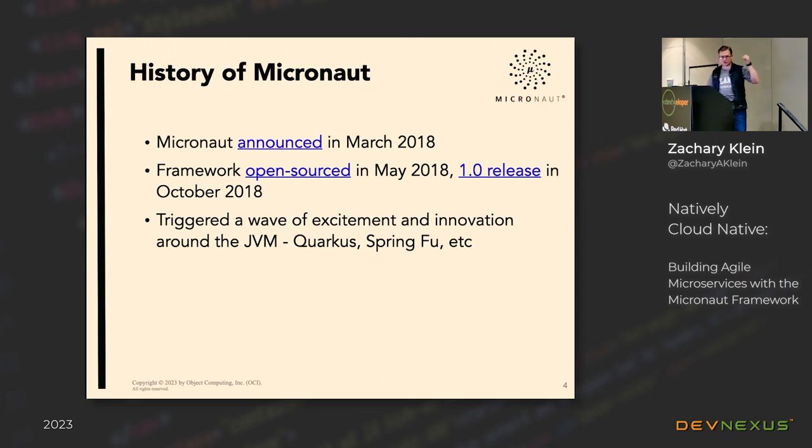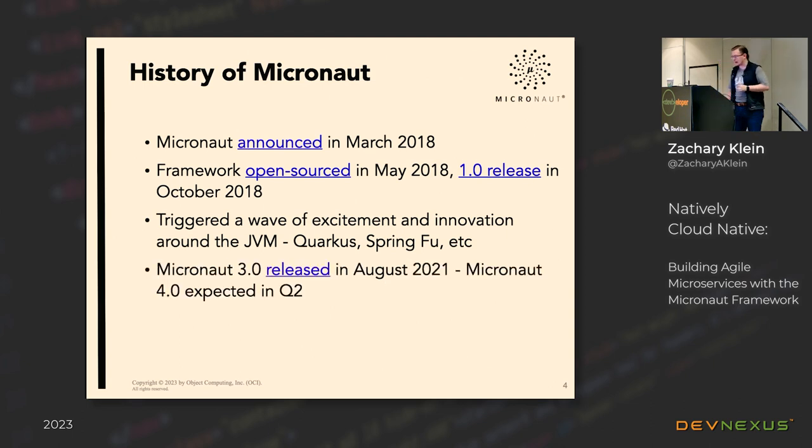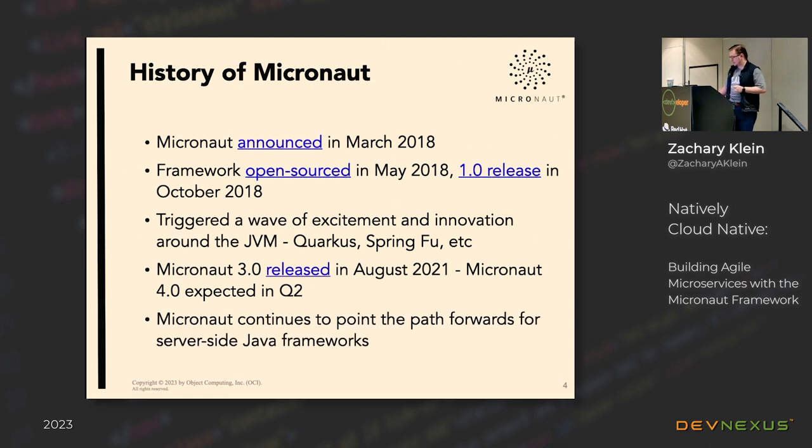And so Quarkus and Spring Fu and these other projects, and the improvements in Spring Boot, you can really trace all of this back to what happens right after Micronaut comes out. It really did spur on a lot of interest and a lot of ideas. Micronaut 3.0 was released in August of '21. The current major version is 3.8, and Micronaut 4.0 is expected in quarter two. So there's a nice release cadence. It's pretty dependable. And Micronaut continues to point the path forward for server-side Java frameworks. It's a big statement. I do think it's accurate, and I can try to back that up as we go through.